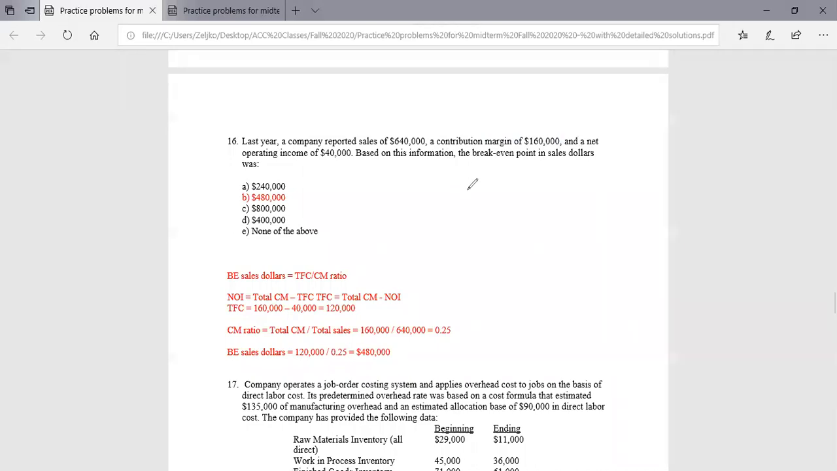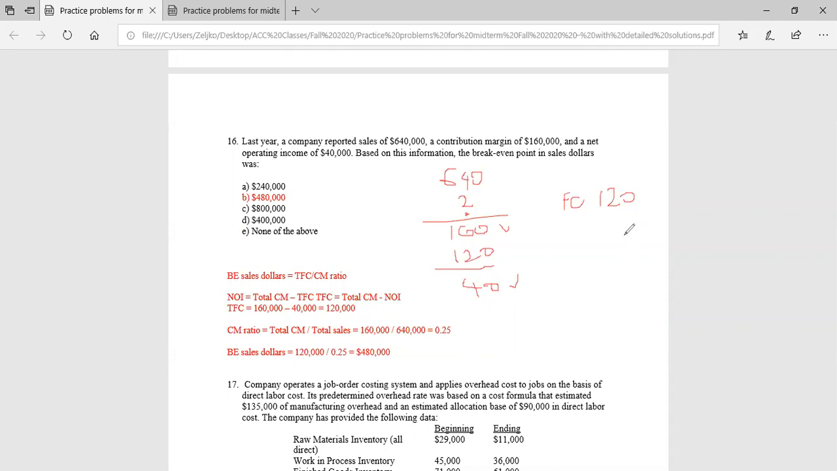So we will say, okay, let me do this. 640. Here, variable cost, I don't necessarily care, but my contribution margin is 160. Net operating income is 40. Well, if this is 160 and net operating income is 40, then this is 120. Okay, so now we have fixed cost of 120.